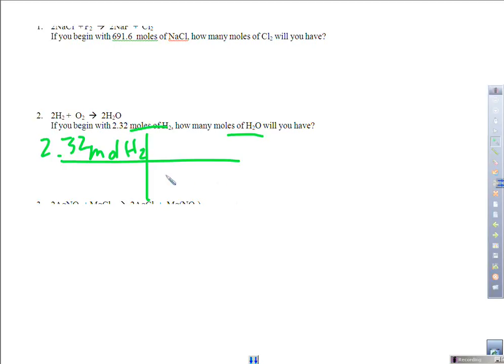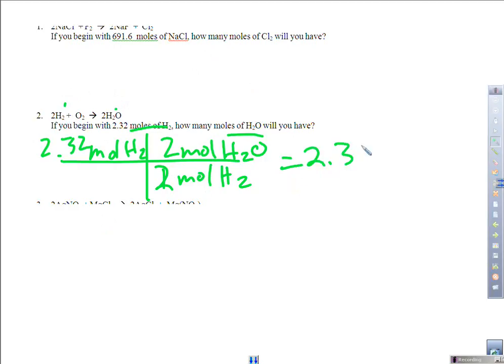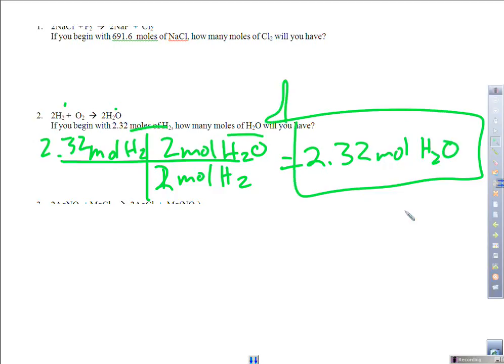You put 2 mole H2 on bottom and 2 mole H2O on top, because this is what we're starting with and that's what we're ending with. This is a mole to mole ratio, so we put our coefficients there. So this ends up being the same 2.32 mole H2O, and that's what it is for all those problems.